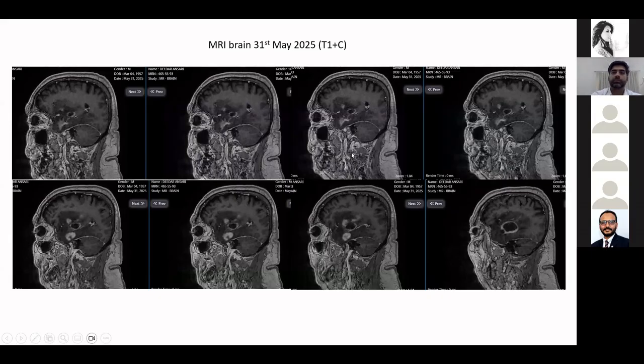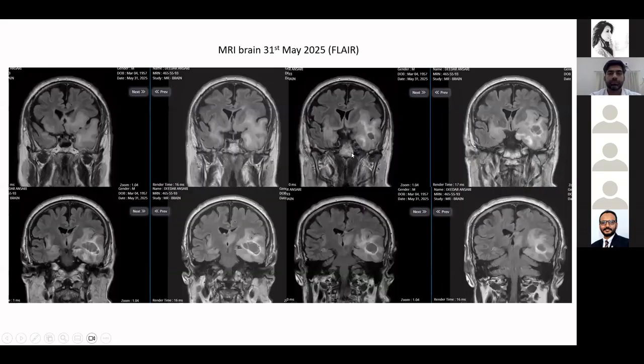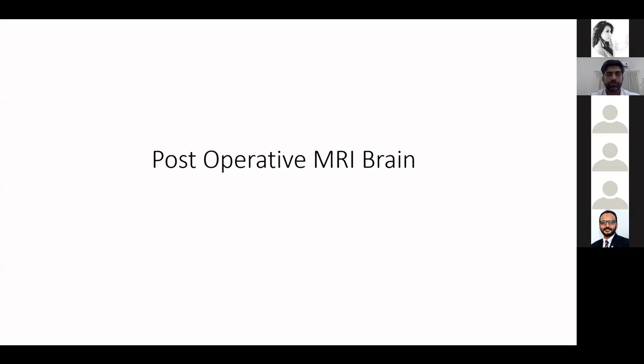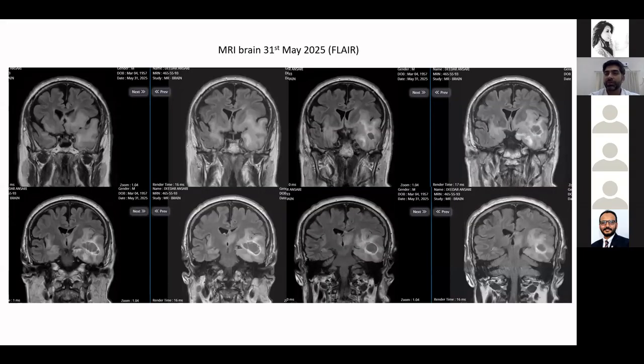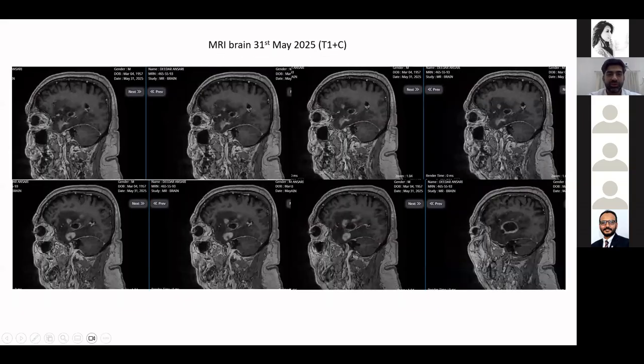Moving forward, we have FLAIR images in the next image. Here we can truly appreciate some abnormal signal on the contralateral lobe as well, though we do not appreciate any enhancement. So this also raises concern that possibly we have some neoplasia on the right side as well. So this is all from my side, and Dr. Shumaila can add. Yes, Dr. Shumaila, please.